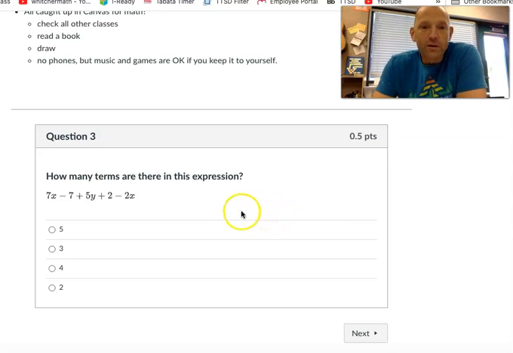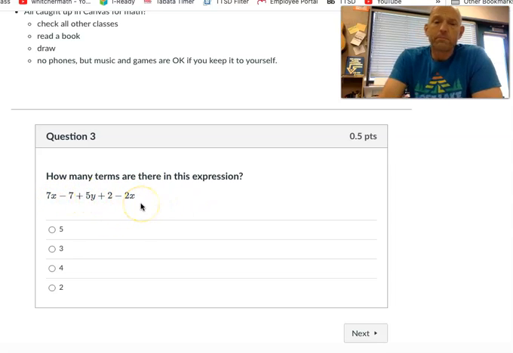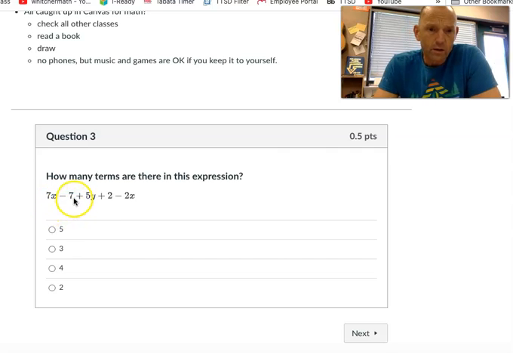Okay, how many terms are there? Remember, a term is a variable, a number, or the product of a variable and a number. So we can have a numerical term, like 7 and 2 here. We can have a variable term, like 7x, 5y, and 2x. Those are variable terms as they have letters or variables in them. And we just counted all the terms in this particular expression. 1, 2, 3, 4, 5.